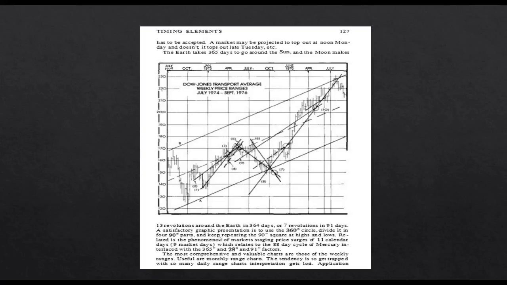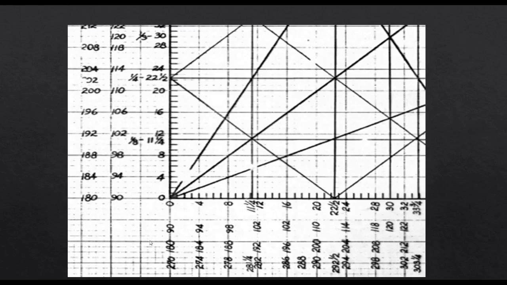Look down here where he says, "and keep repeating the 90-degree square at highs and lows. Related is the phenomena of market staging price surges of 11 calendar days." Very important. Now, this is WD GANN Square of 90. Notice he's got it labeled here 0, 4, 8, 12, 16, 20, 24, and those go up in increments of 4. But here we find Jensen's 11 days. 11 days, and it's an eighth of the square of 90.